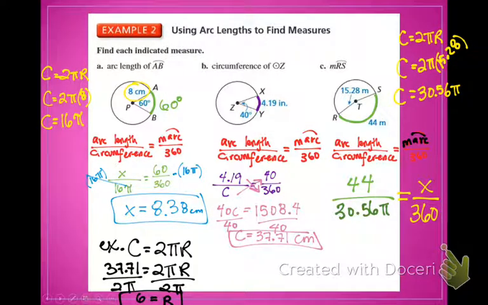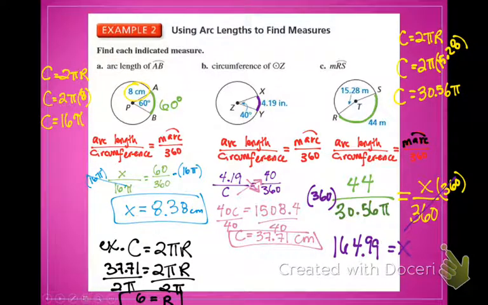So now what is happening to the missing x? It's being divided by 360. So what's the opposite of dividing by 360? Multiplying by 360. So multiply both sides by 360. Yep, that's correct. So you should get 164.99 degrees.